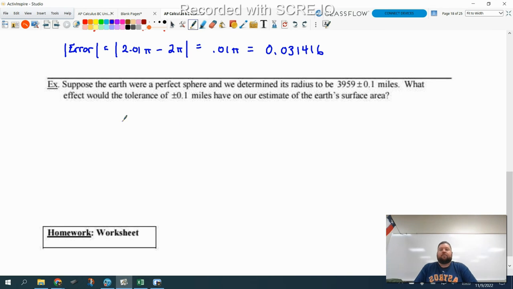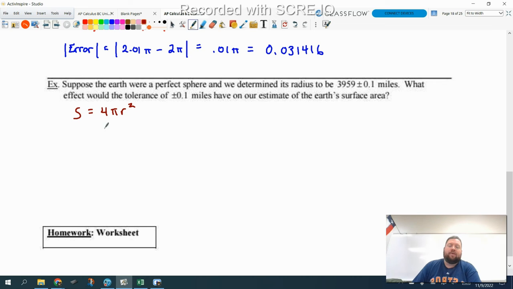Okay, so now let's suppose we have the Earth, and we're going to pretend like the Earth is a perfect sphere. And we've determined its radius is 3,959 miles plus or minus 0.1 miles. What effect would that tolerance have on the surface area of the Earth? Okay, so you need the formula for surface area of a sphere.